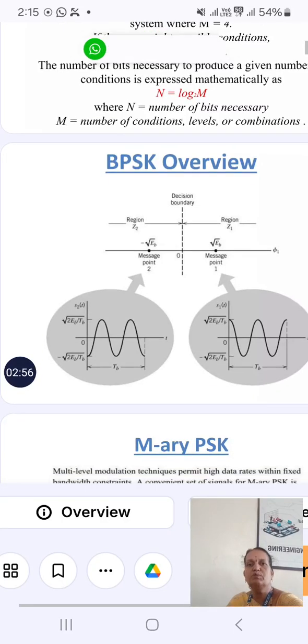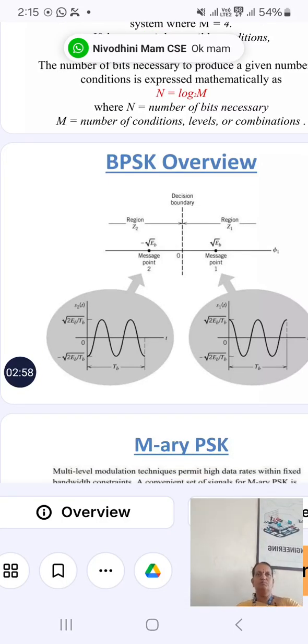So this is the BPSK signal overview. We have the signal of two levels, that is root of Eb by Tb, the amplitude of the signal, which can be plus and minus values. We can represent it in both ways, sine waves and cosine waves. MRA PSK, a multi-level modulation technique, permits high data rates.